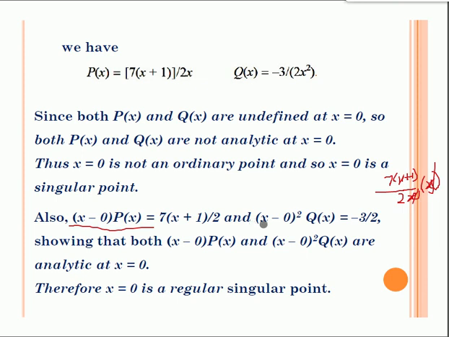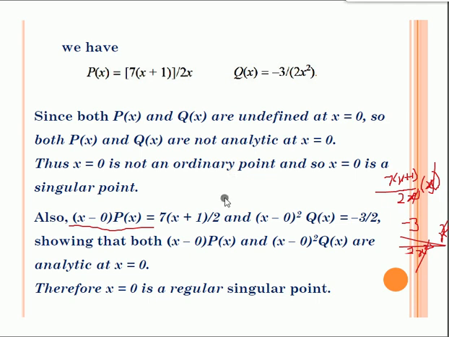And what is q of x? It is x minus 0 whole square into q of x. So q of x will be minus 3 upon 2x square. Then what is there here? x minus 0 whole square, x square, into minus 3 upon 2x square. So this x square and this x square will cancel. Then what I am left with will be minus 3 by 2.